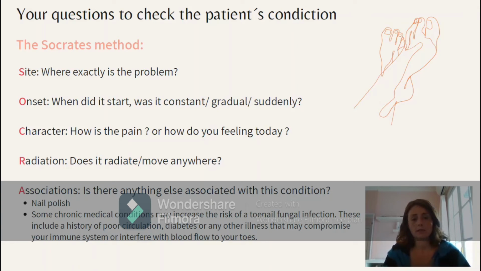Associations. Is there anything else associated with these conditions? For example, sometimes you have a reaction to nail polish, or some chronic medical conditions increase the risk of toenail fungal infections. Or if you have diabetes or another illness that may compromise your immune system or interfere with blood flow, maybe you have associated these kinds of elements with your pathology.